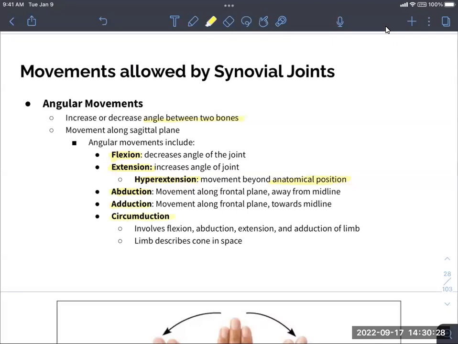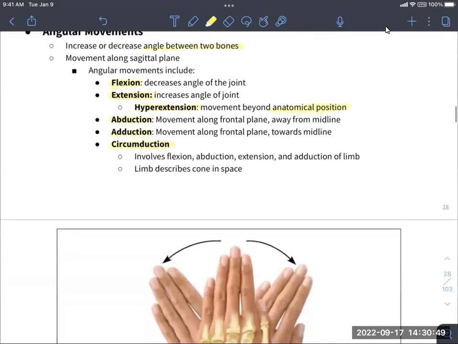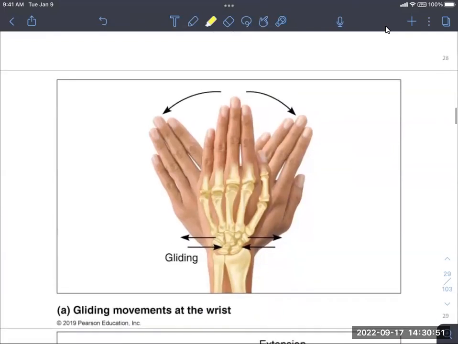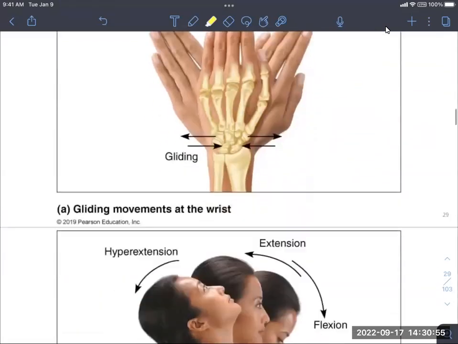Circumduction. Circumduction involves flexion, abduction, extension, and adduction of the limb. So it's moving your arm, say, or your leg in a circle. That is circumduction. So here's gliding. Your wrist goes back and forth. That is gliding.